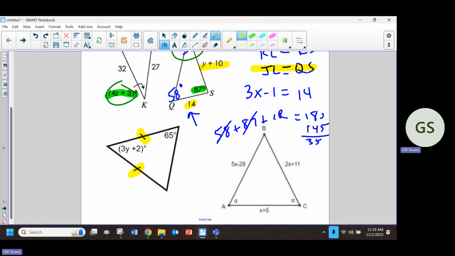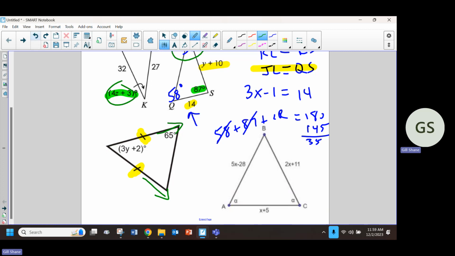Not the 65 and the 3y plus 2. Those are not congruent. It's the angles at the bottom. So we would need to follow the side down to the angle. Don't use this. It's in between. That is not congruent. A lot of kids did that though.